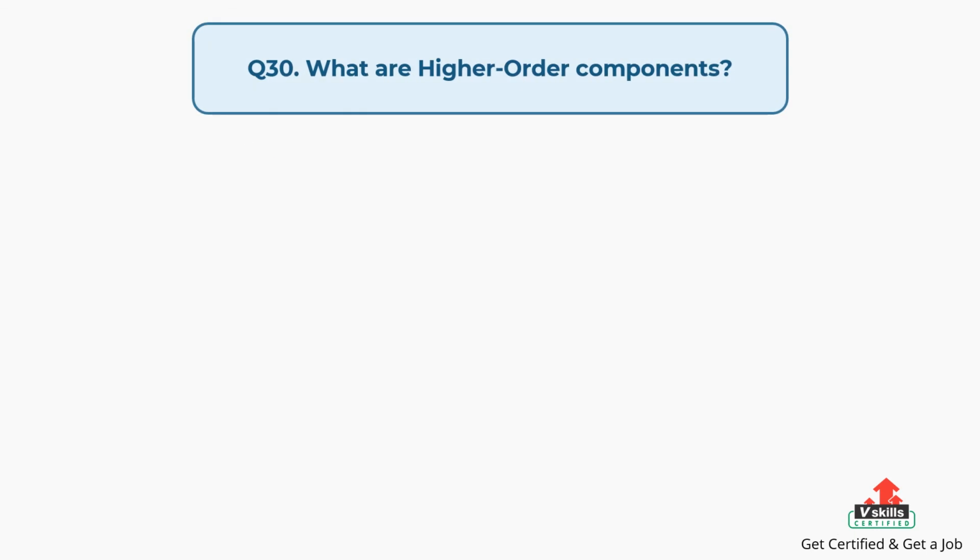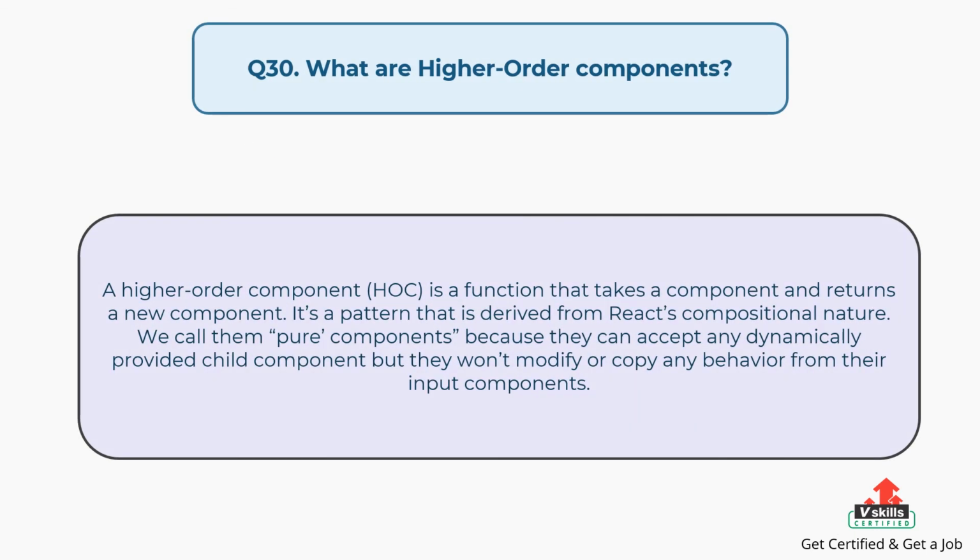Question number 30. What are higher-order components? The answer is: a higher-order component is a function that takes a component and returns a new component. It's a pattern that is derived from React's compositional nature. We call them pure components because they can accept any dynamically provided child component, but they won't modify or copy any behavior from their input components.